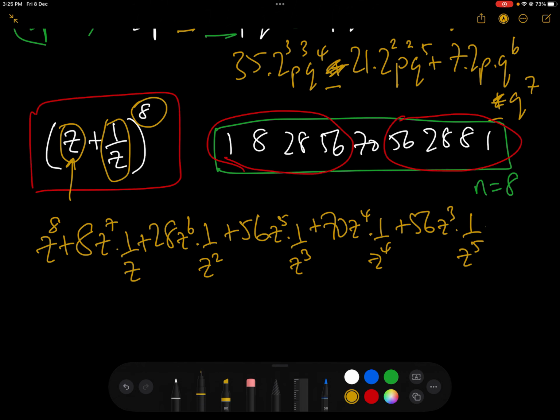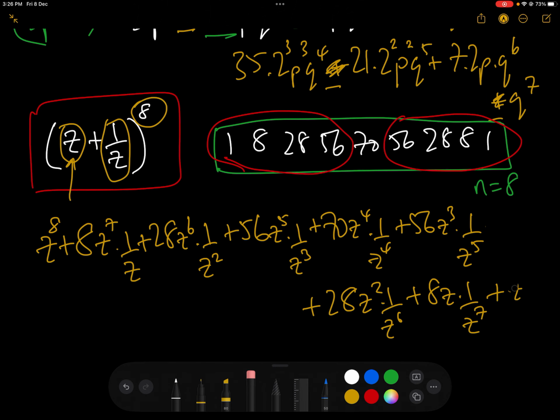add 8z times 1 over z to the 7, add 1 over z to the 8.